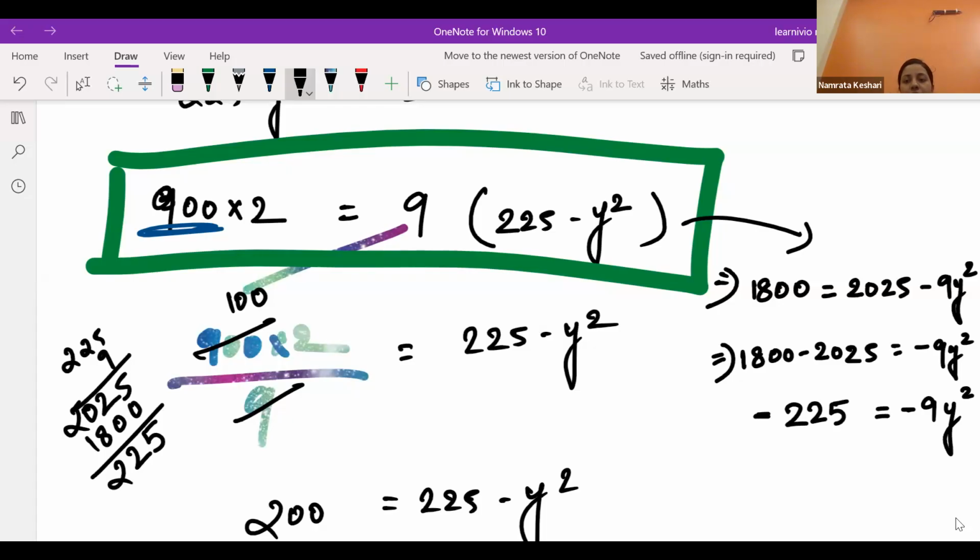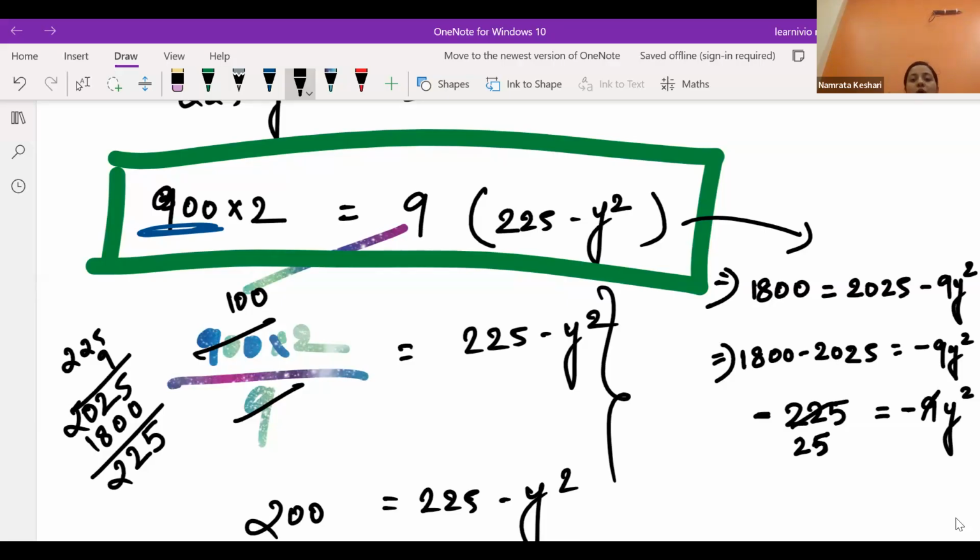Yes, ma'am. 9 times 225, can you see the result? Even though you are not doing my way, don't follow my way. Always solve the equation your way. Okay, because that way you are clear, you are confident in your solution. But at the end, your answer and my answer have to be the same. If it is not the same, then show me your steps. I will tell you where you made the mistake.